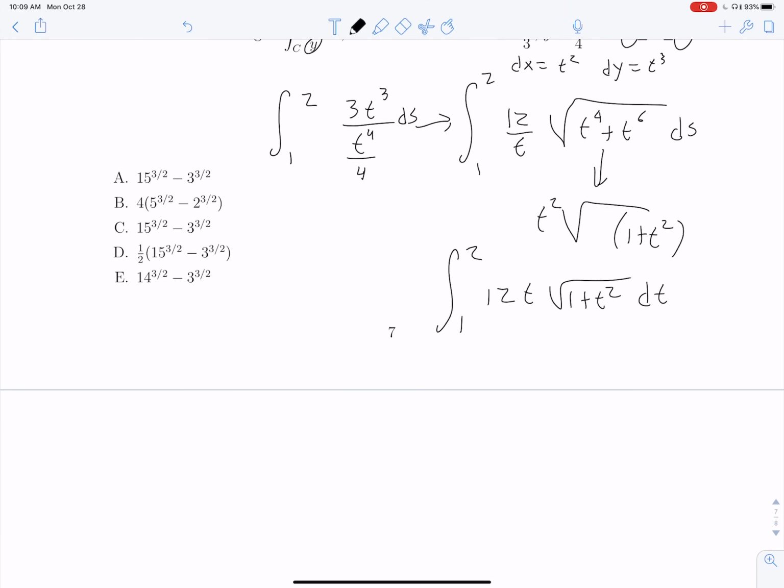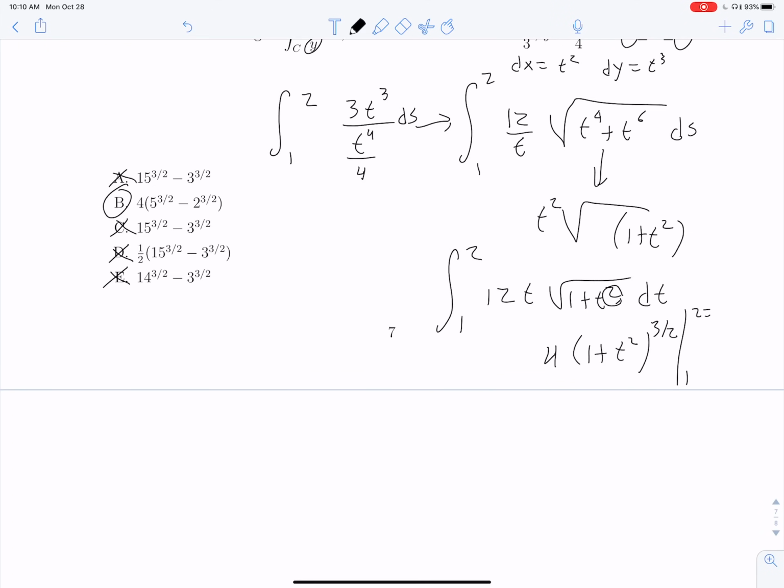And we can do u sub, but we can actually just do it in our heads a little faster. We're going to get 12 over the 2 that we divide out from here times 2/3 times 1 plus t squared to the 3 halves on 1 to 2. And we'll find that this all simplifies down to 4. And if we go over to our answer choices, that only leaves us one option.